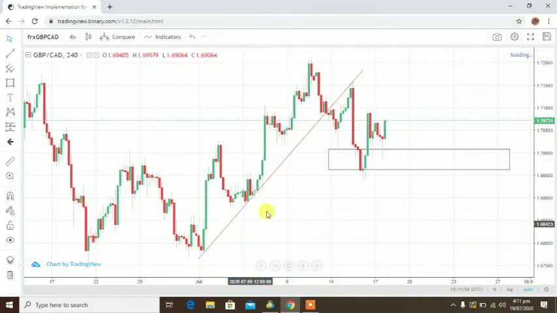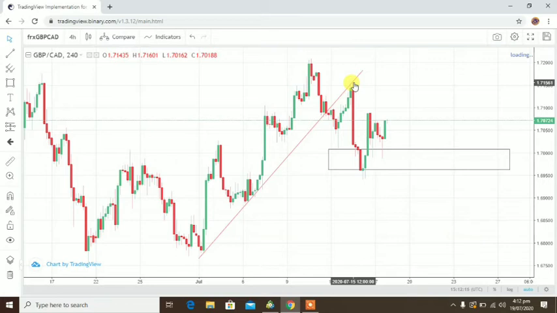This is it, guys. As you can see here, GBPCAD was actually an uptrend, but we see how price broke through the support trend line, came back to retest the support trend line, which was a good selling opportunity.